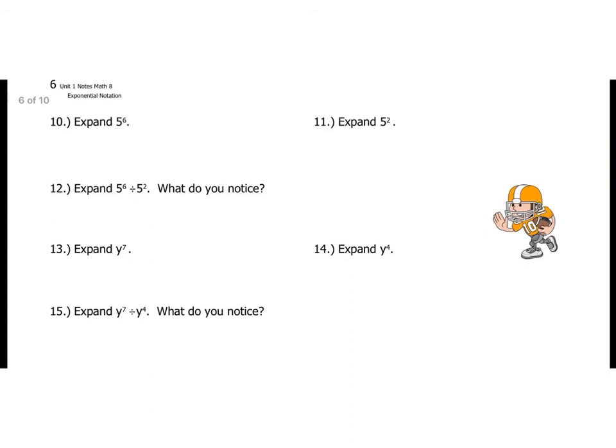Now that we've gone over the product, that means multiplication, we're going to move on to the quotient or the division. So again, number 10, we're going to expand 5 to the 6th power, which is going to be 5 times itself 6 times. So 1, 2, 3, 4, 5, 6. Then we expand 5 to the 2nd power, which is 5 times itself twice. Now we're going to see what happens when you divide it. So I have 5 times 5 times 5 times 5 times 5 times 5. That's 6 5s divided by 5 to the 2nd, 5 times 5.